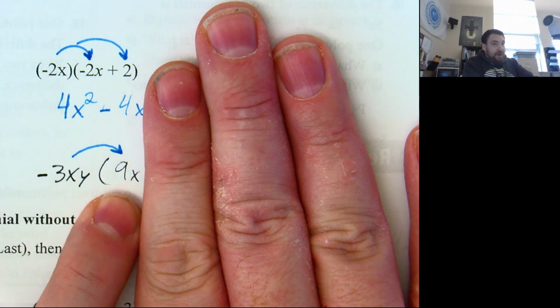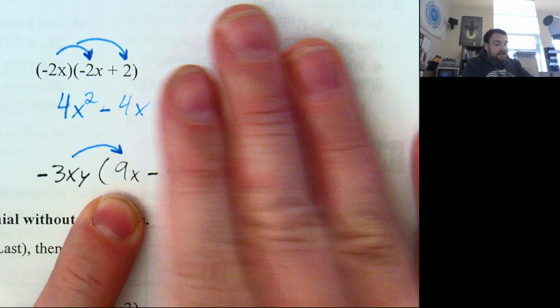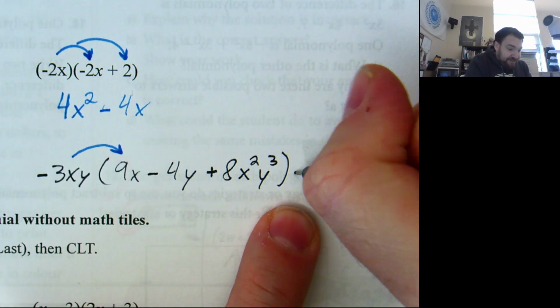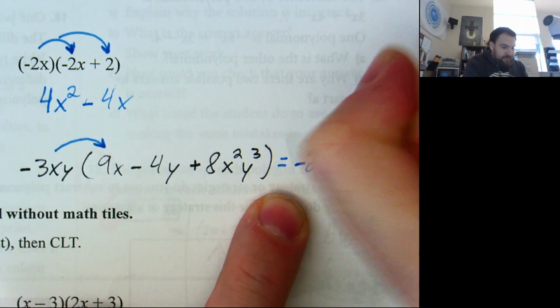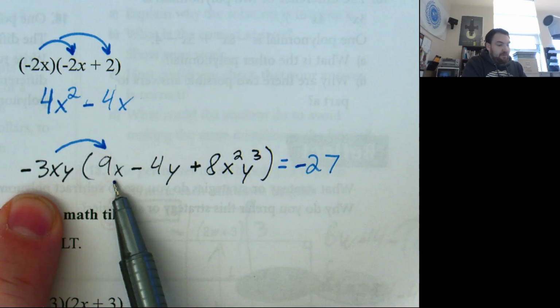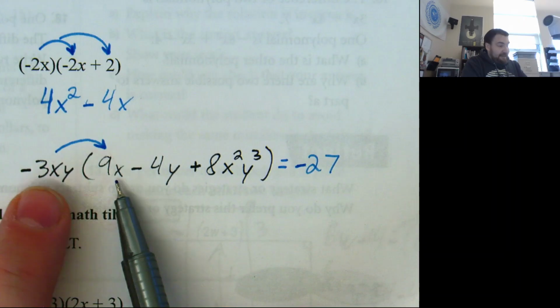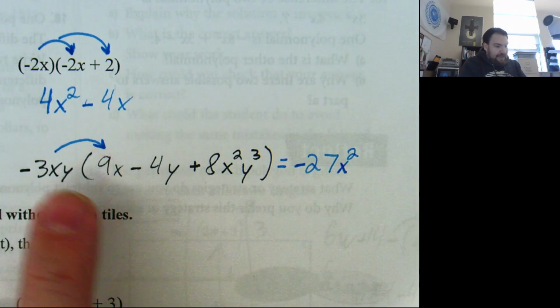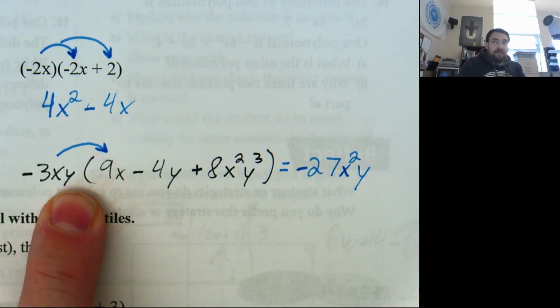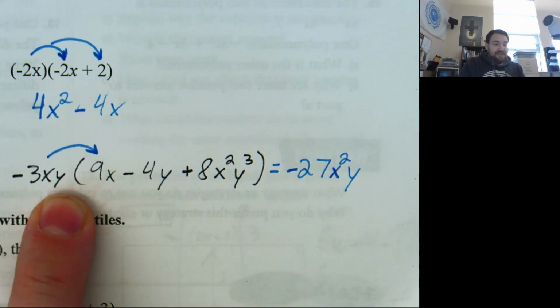Negative 3 times positive 9 is negative 27. So I'm just going to write the pieces in order over here. I'm going to get a negative 27. What else is going to happen here? Yeah, the x times x is going to give me x squared. And that y is just coming along for the ride. Sweet. That piece is done.